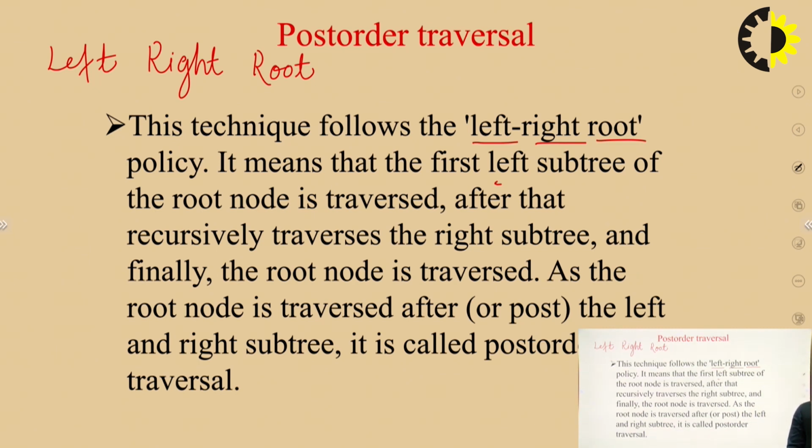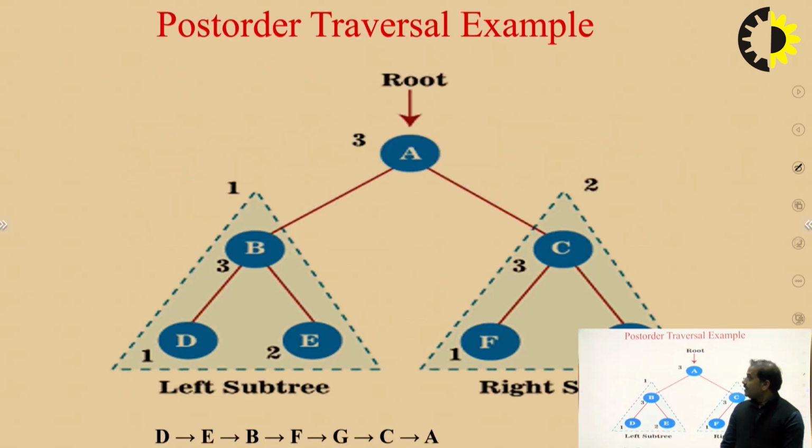As the root node is traversed after the left and right subtree, it is called post-order traversal, because the name of the traversal algorithm is decided on the basis of when the root node is traversed. In pre-order, we process the root first, but in post-order, we process the root last. That means first we process the left subtree, then the right subtree, and then the root node. This is an example of post-order traversal.